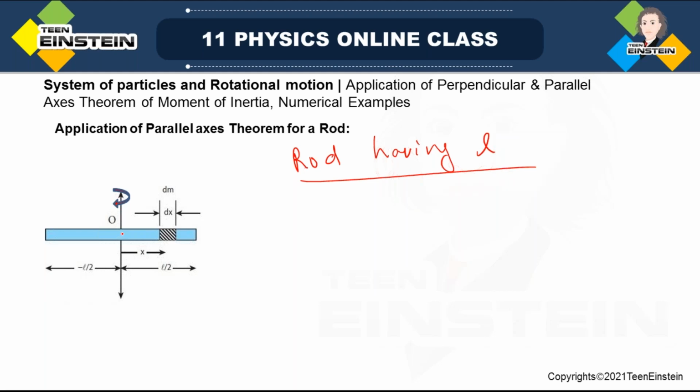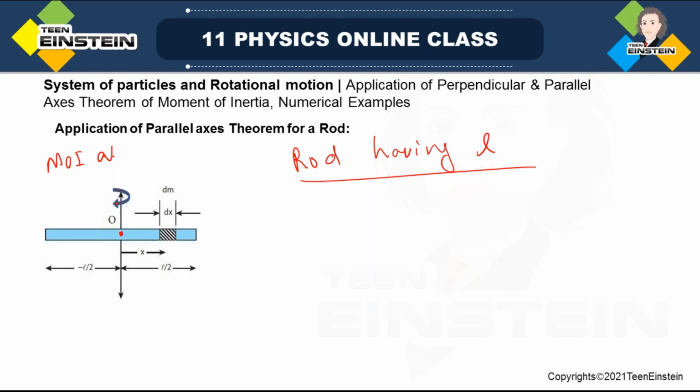So by symmetry I can take the axis of rotation. As you see here, this axis of rotation is passing through the center of mass, and it is perpendicular to the length of this rod. Okay, so first let us calculate the moment of inertia. I am writing in short version, MOI.